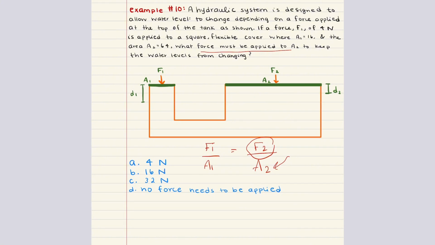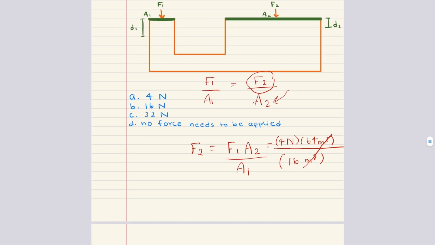So what we're going to do here is rearrange this equation to solve for F2. F2 is going to be equal to F1 multiplied by A2 divided by A1. And we're given all of these values, so we can just go ahead and plug it in. F1 is 4 newtons, A2 is 64 meters squared, and the area 1 is equal to 16 meters squared. Now you notice meters squared cancel out. Our units for area are going to cancel out, and that means that our final answer is going to have units of Newton.